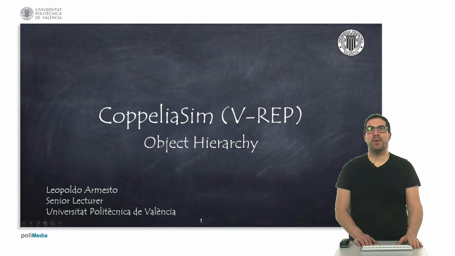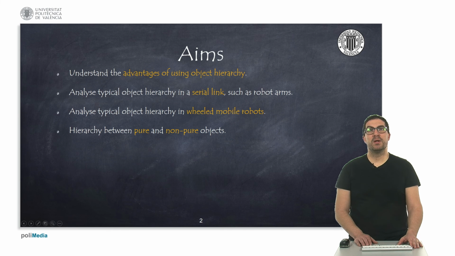Hello, in this video I will explain the hierarchy between objects necessary to create different robotic systems. Specifically, I will show the classic hierarchy of an articulated robotic arm and of a wheeled mobile robot. Therefore, the aims of the presentation are, on the one hand, to understand the advantages of using object hierarchy.